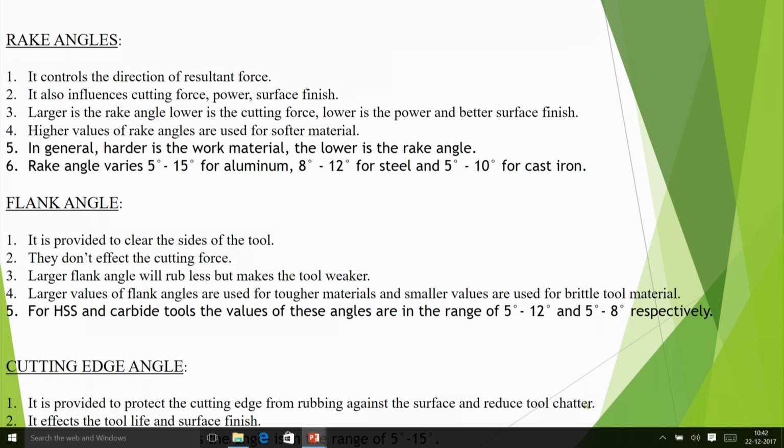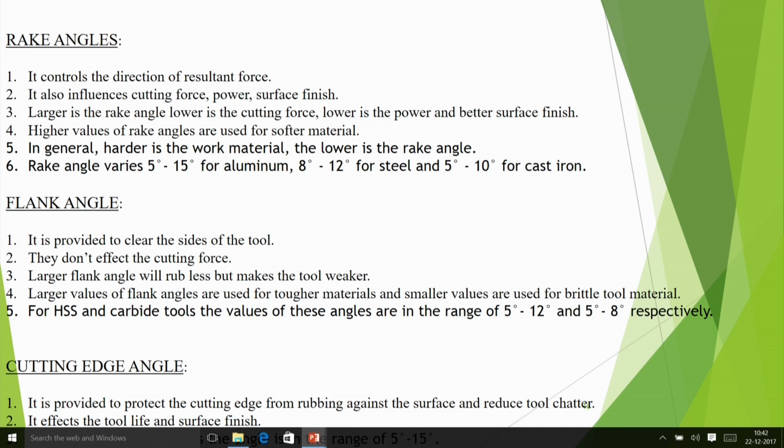Higher values of rake angles are used for softer materials, because softer materials anyway will be easy to machine, they do not offer much resistance, so not much forces are generated. Then why we want more rake angle to further reduce the force? No, objective is not to reduce the force. Actually, if you increase the rake angle, as I told, the tool becomes weaker, no?